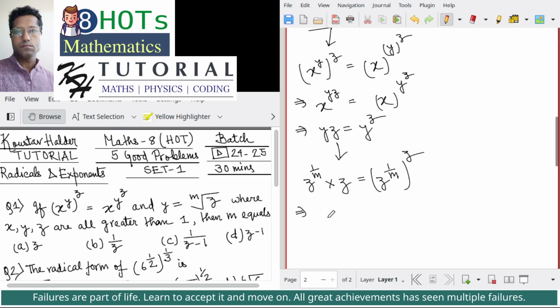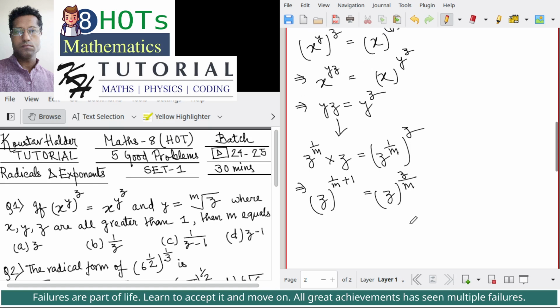The LHS can be further simplified as z to the power 1 by m multiplied by z. So this becomes z to the power 1 by m plus 1, equal to the right hand side. If we simplify, the powers will get multiplied, it will be z to the power z by m. So now we get another equation where the base is the same, z, and we can now equate the powers. If we equate the powers, clearly we will get a relation between m and z. In the problem, we have to find m in terms of z.